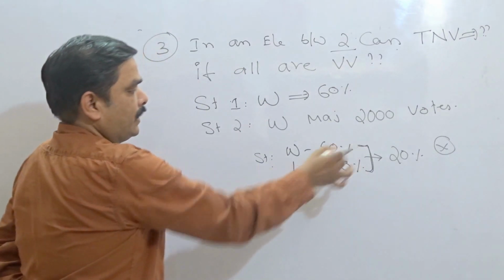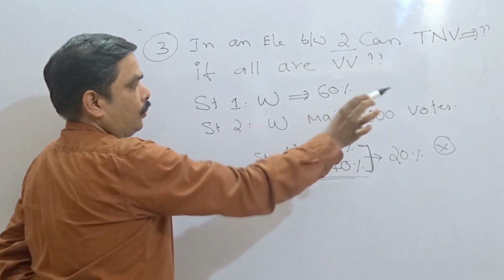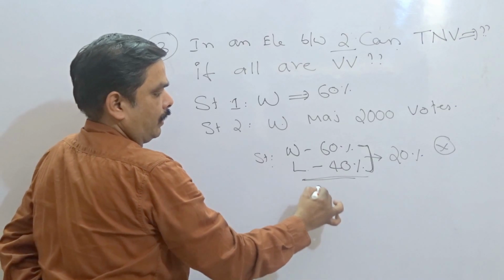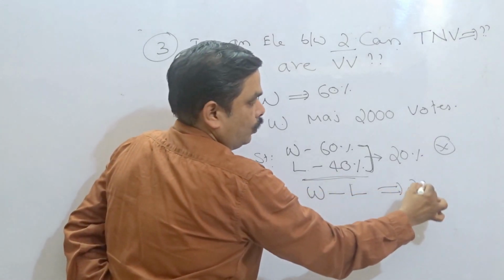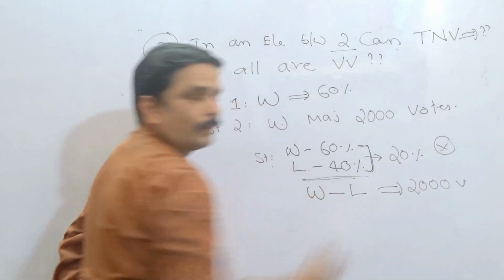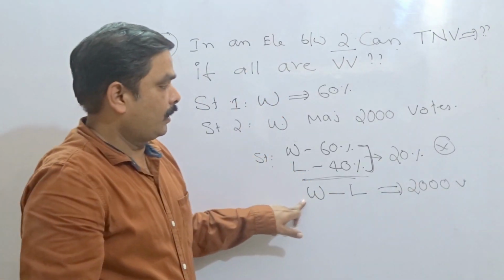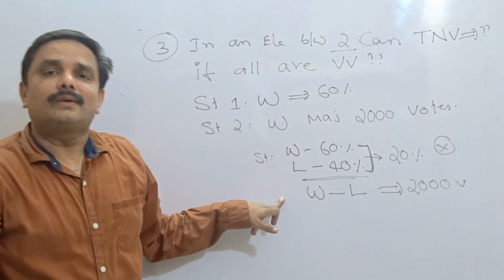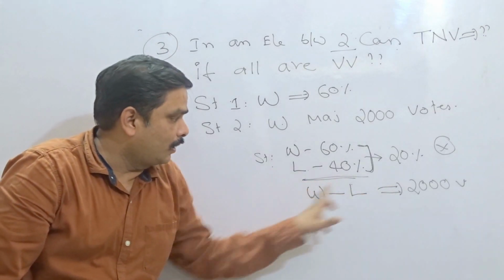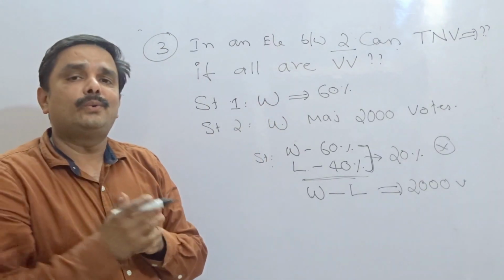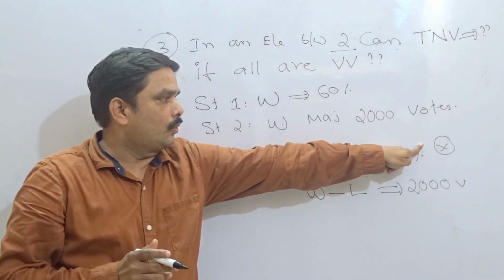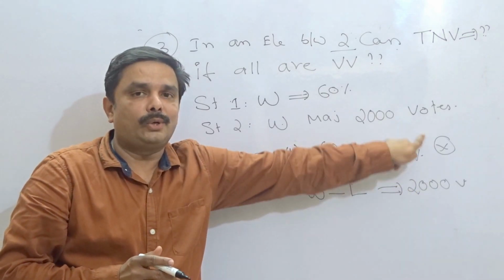Now go with the second one independently. Don't merge the first one now. Go for the second one. The winner got a majority. Winner minus loser is equal to 2000 votes. Right? Of course, with this alone, I am not able to answer the question, because in this one I got only winner minus loser, the majority of 2000. Then what should I do now? With one alone, I am not able to answer. With two alone, I am not able to answer.